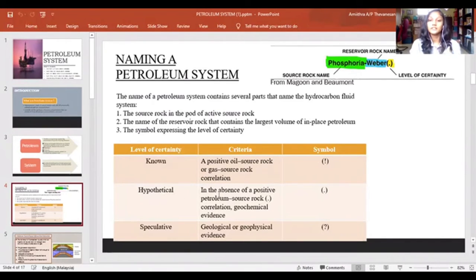And hypothetical is the absence of a positive petroleum and source rock correlation geochemical evidence. To represent hypothetical, we use a full stop here. And speculative is a geological or geophysical evidence. So to represent speculative, we put a question mark. So basically, this is how you name your petroleum system.